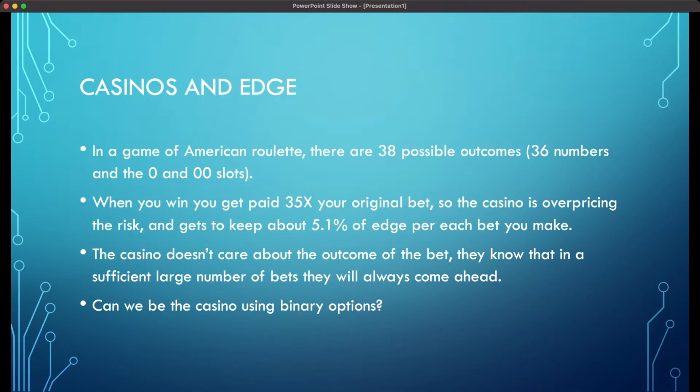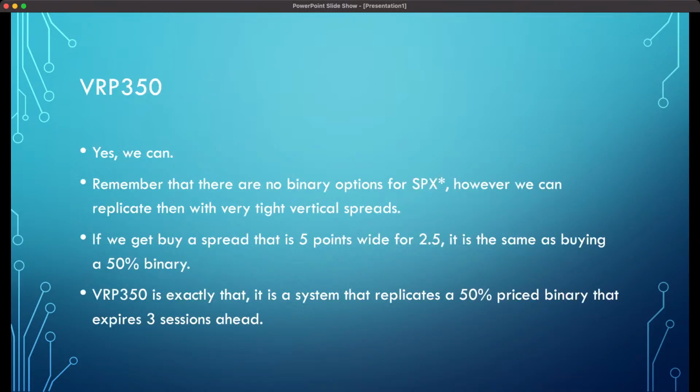Okay, so now with this knowledge, I pose the question: can it be possible that using binary options we could be the casino in some sense? I mean, that we could be like a casino where we have an implicit edge on the bet? And the answer, as you might expect, is yes. And that's the VRP350. You can design a whole bunch of systems, but the VRP350 is just a particular incarnation of this system.